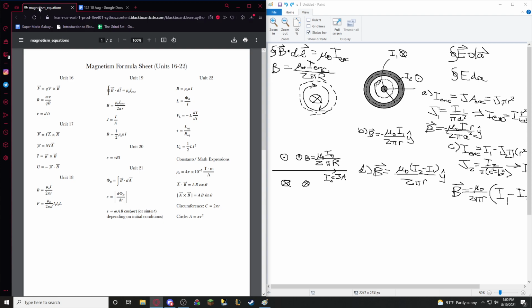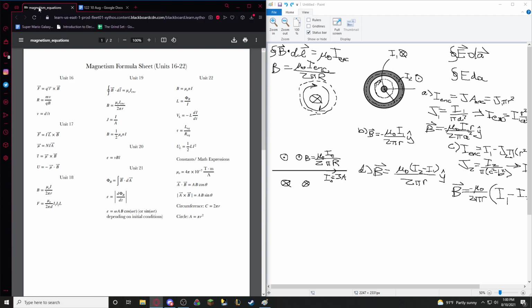But even though you technically didn't go over it, it's so simple to understand. It's literally just... For this class, you're going to only see uniform current distributions, so it's always going to be total current over total area.